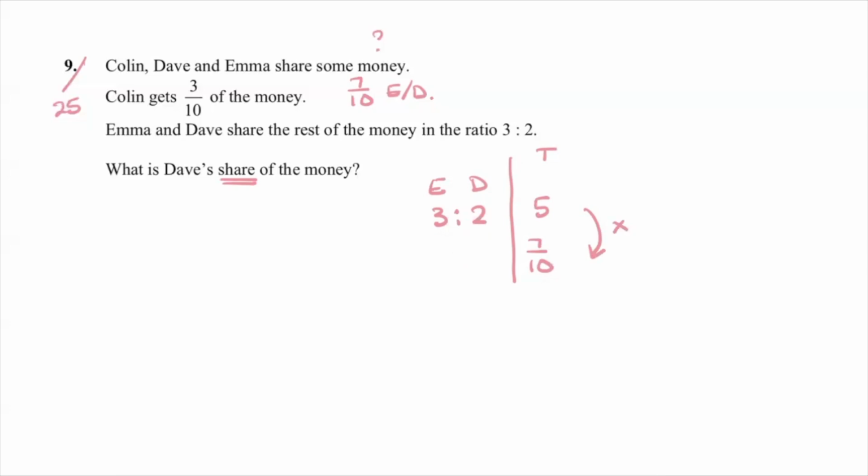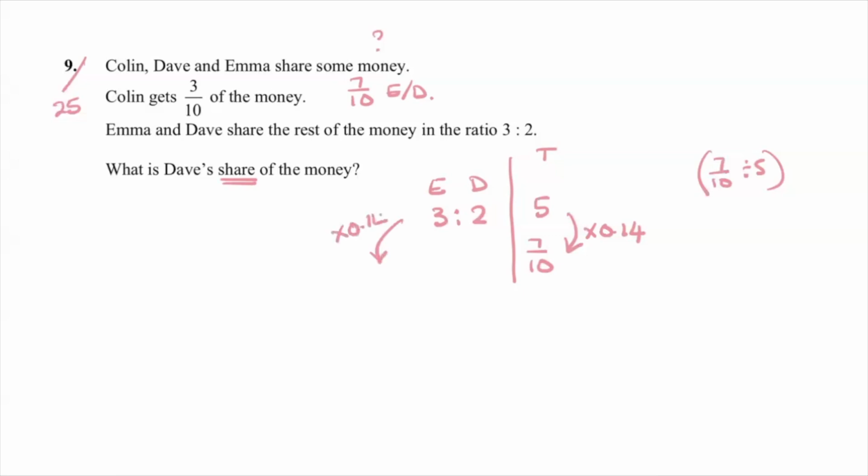So 5 times something will give me 7/10. To work that out, I would do 7/10 divided by the 5 in my calculator. And the calculator tells me to times by 0.14. So I'm going to do the same on the other side.